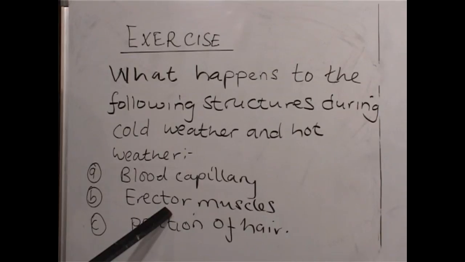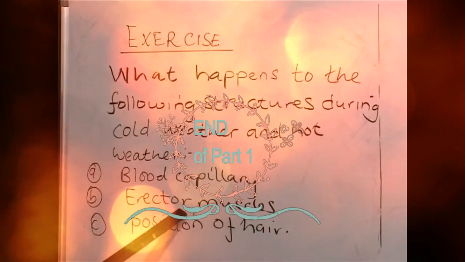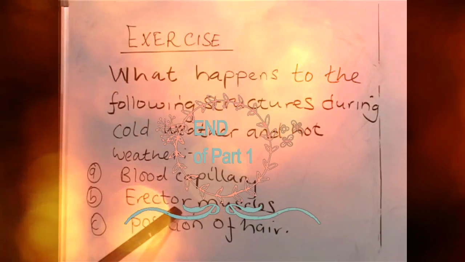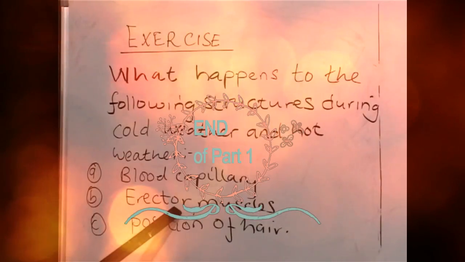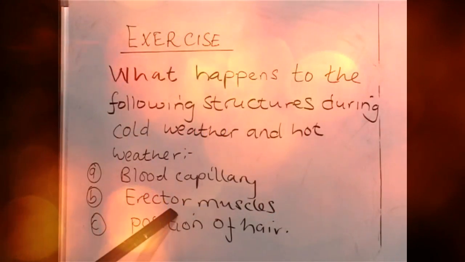Now we come to the erector muscles. When it is cold, the erector muscles contract and the hair stands upright. So when this happens, air is trapped between the hairs and less heat is lost from the body. But when it is hot, the erector muscles relax. So when they relax, the hairs will lie flat on the skin and air now will no longer be trapped between the hairs and more heat is lost from the body.